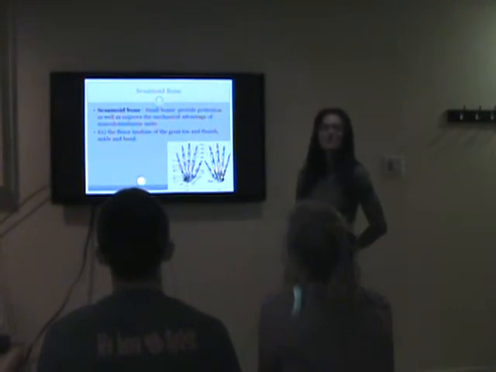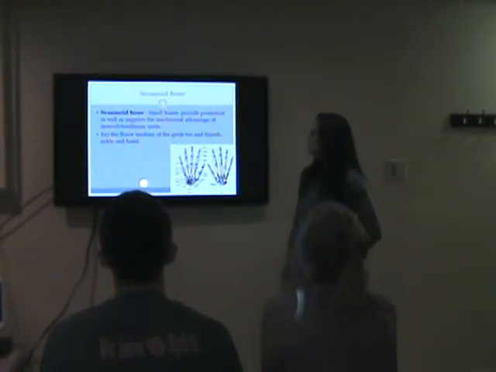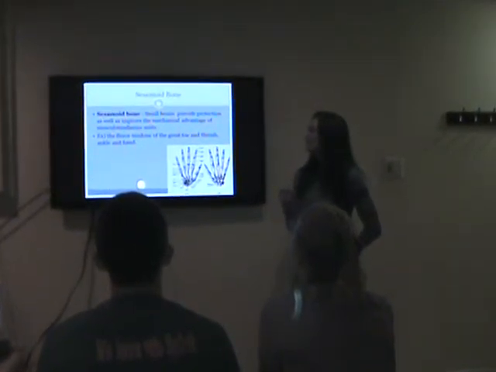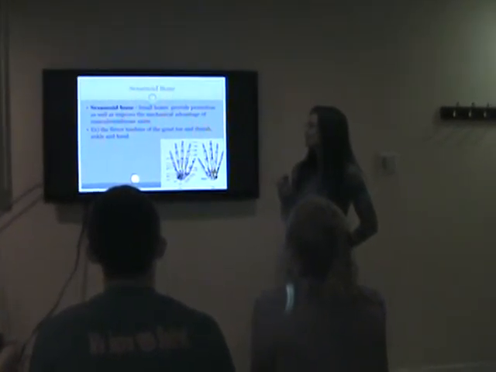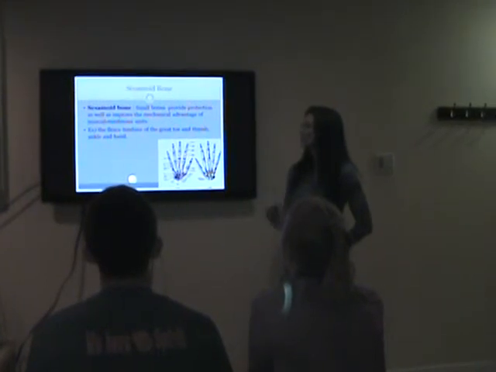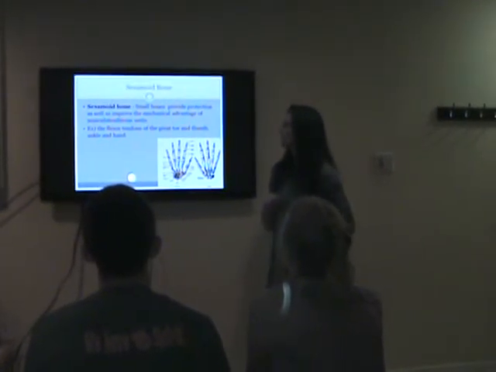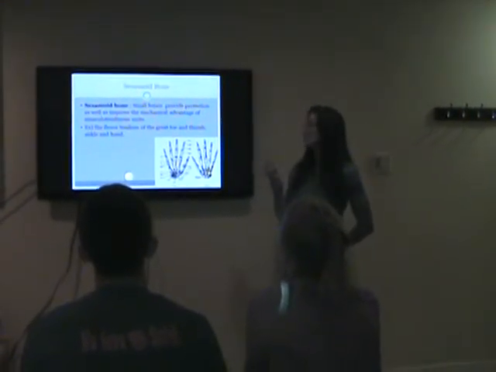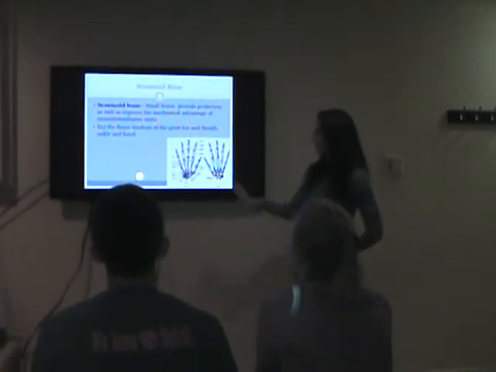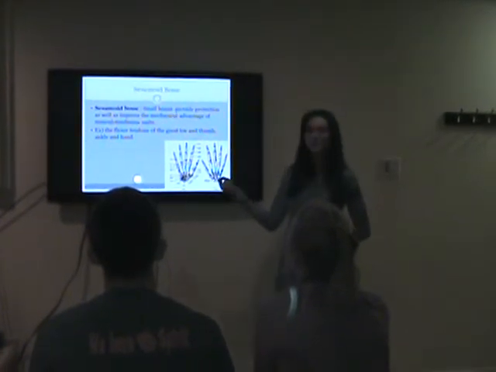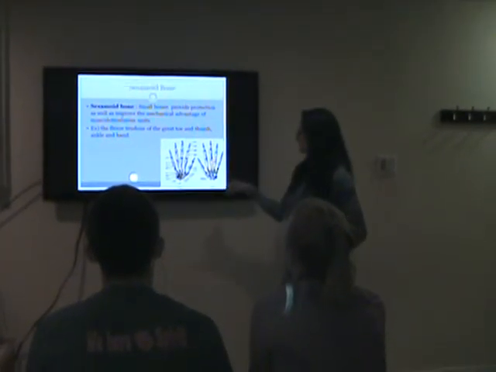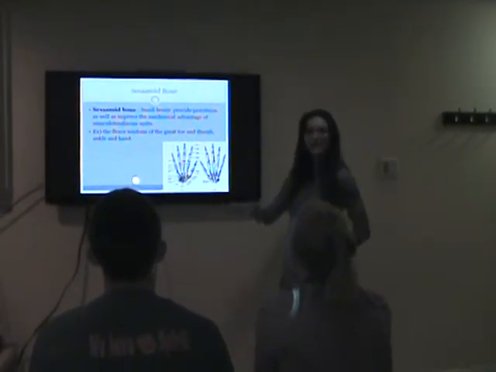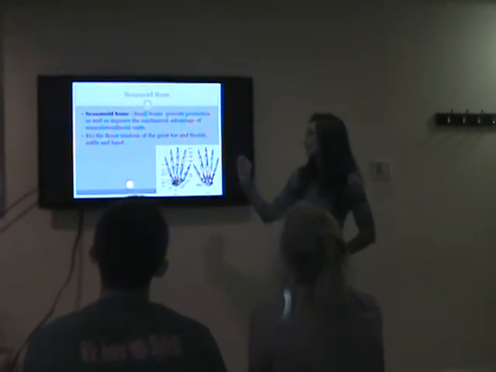Now we talk about the sesamoid bone. It is a small bone that provides protection as well and improves the mechanical advantage of the musculotendinous units, such as the flexor tendons of the great toe, thumb, ankle, and hand. Like we saw before, the other picture shows the hands too, and for the hands and also for the toes, we have the phalanges.